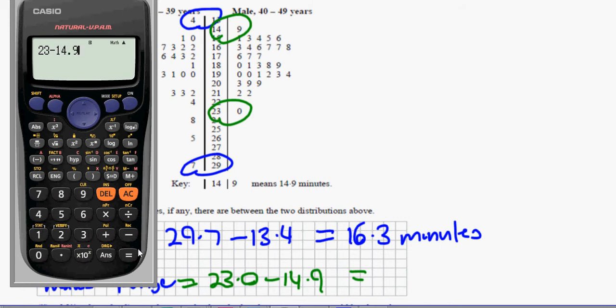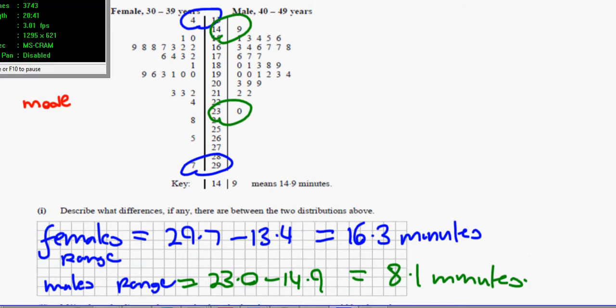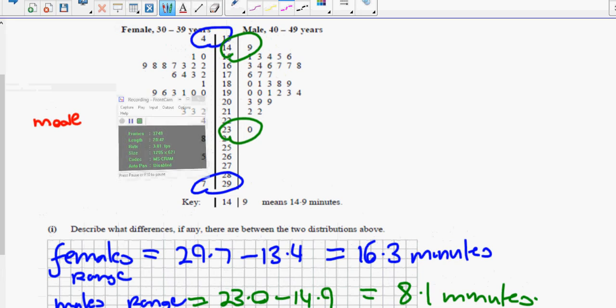And we get 8.1 there. Okay, 8.1 minutes. Okay. Now you could also look at it from a different point of view.